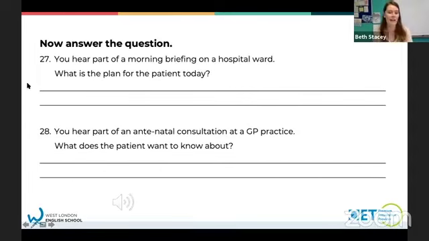So here is the question now. What is the plan for the patient today? And what does the patient want to know about? So again, I'm not going to show you the answer options, but I want you to listen carefully and see if you can guess what they are. And again, just type them in the comments.